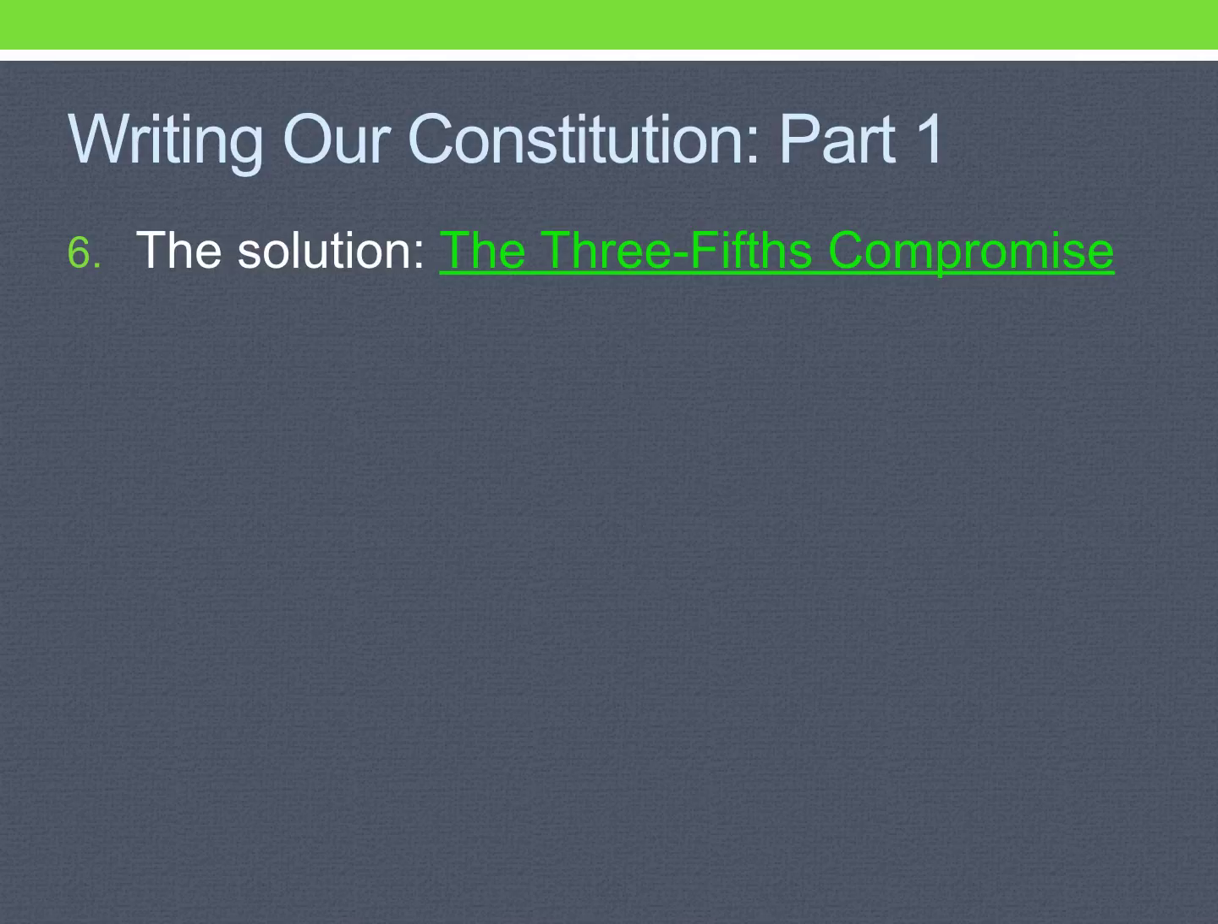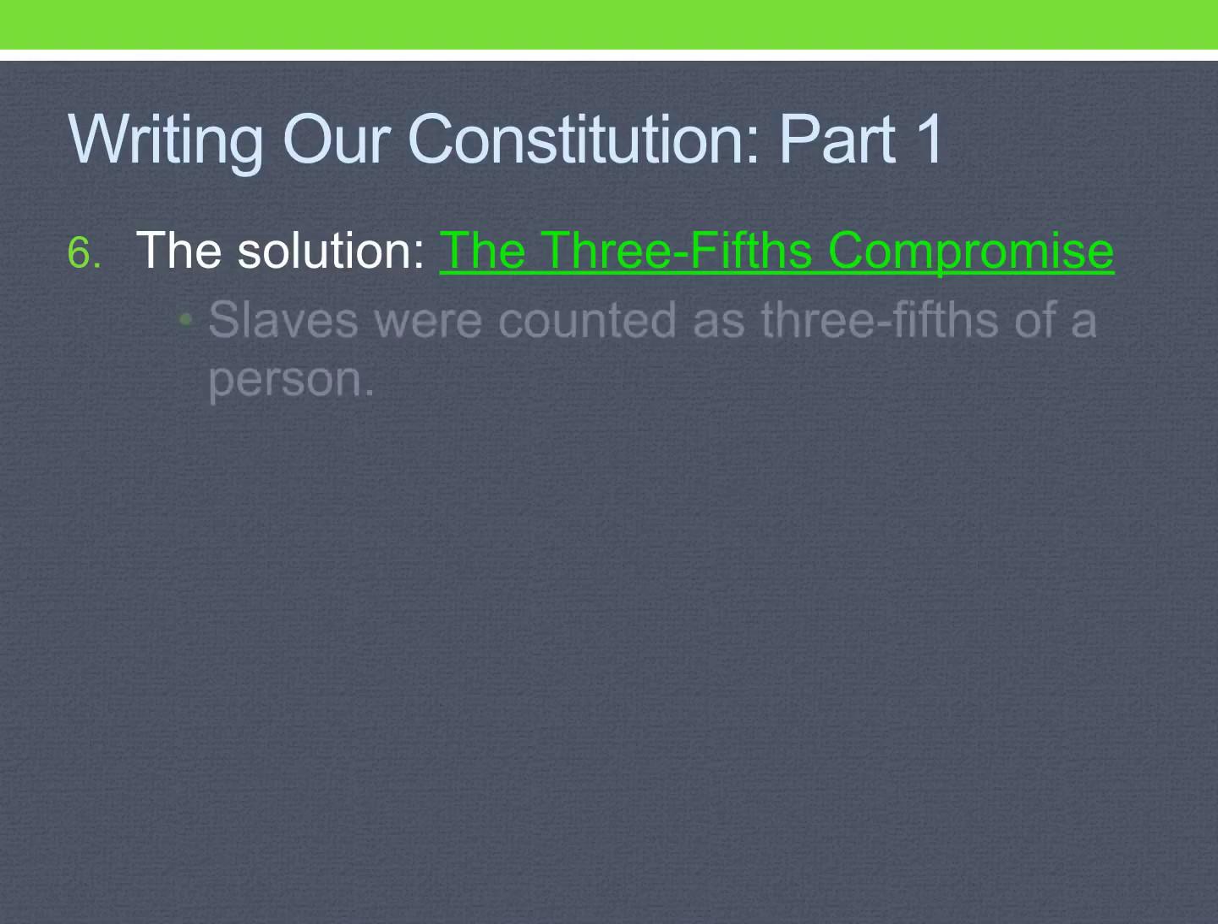The solution gets the name the 3/5 Compromise. Slaves would be counted as 3/5 of a person. Put another way, you would take the total number of slaves in a state and you would count 3/5 of them. So if a state had 5,000 slaves, 3,000 of them would be counted.